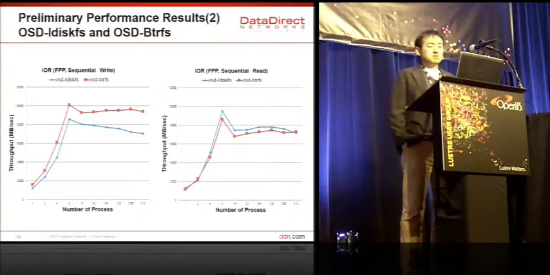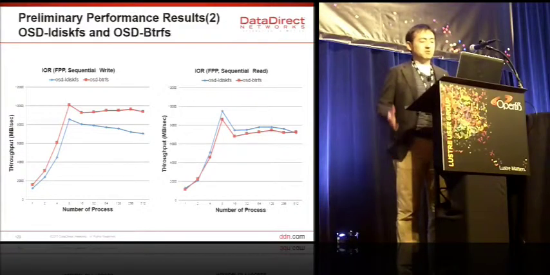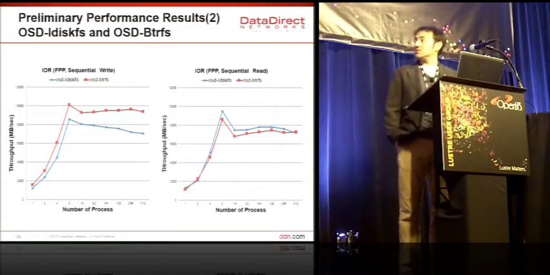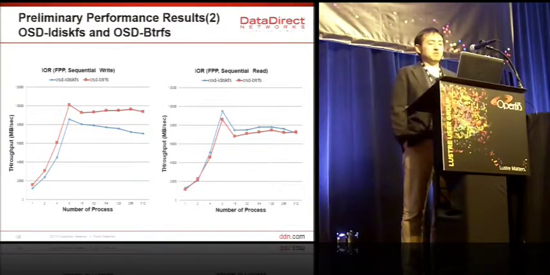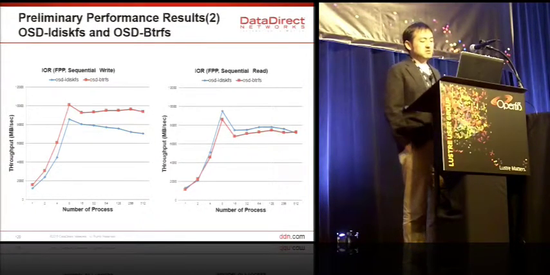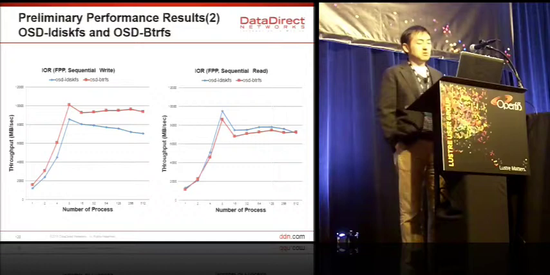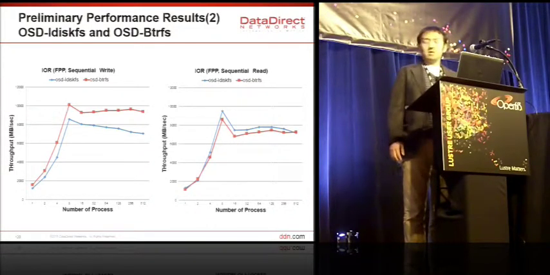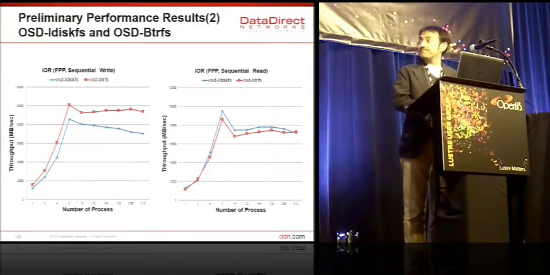For read, the performance is almost the same, with very similar behavior on ldiskfs and Btrfs. We got 90 or 95% of the hardware peak performance, then performance dropped a little after the number of threads increased. But on average, we got 70 to 75% of the hardware capability for read. So the write performance is very good, and the read performance is almost the same compared to ldiskfs.